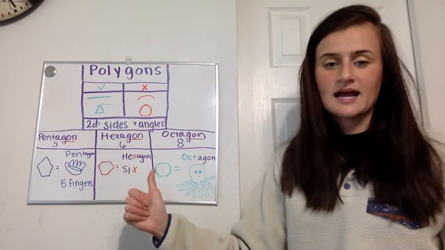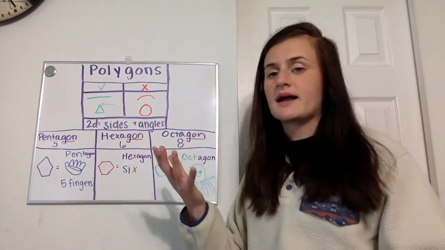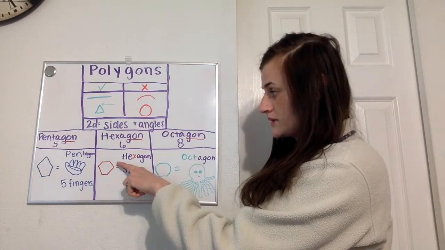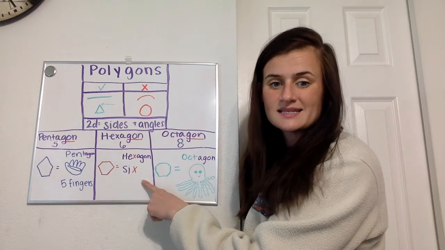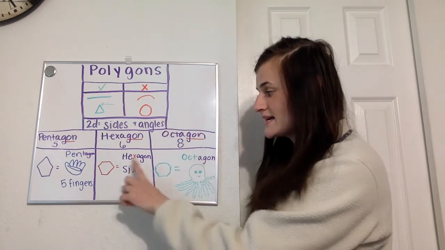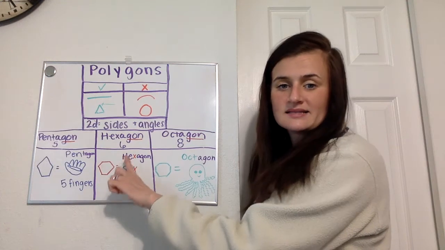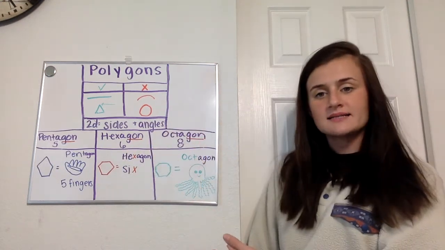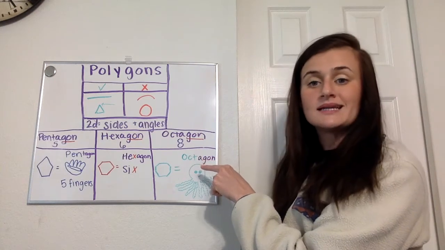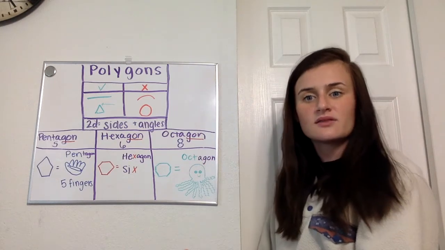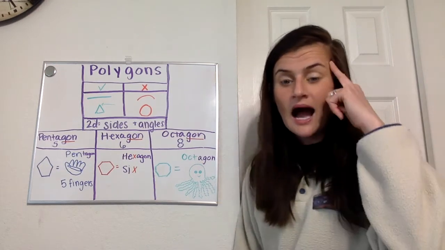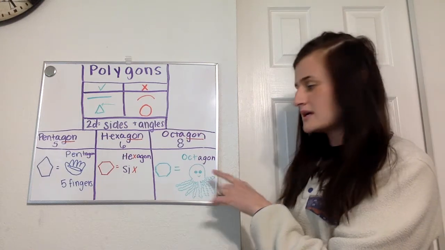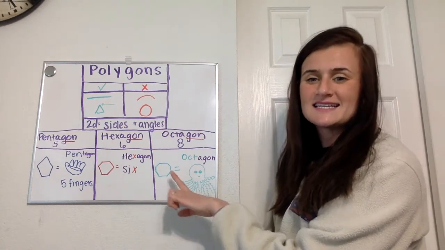Now moving on to hexagon, the clue that helps me remember hexagon is the X in the word hexagon. There's a X in the word hexagon, and there's an X in the word 6, which reminds me that a hexagon has 6 sides. And last but certainly not least, our octagon. How I remember octagon is the oct sound at the beginning of the word octagon is like the word octopus. I know an octopus has 8 tentacles, just like an octagon has 8 sides.